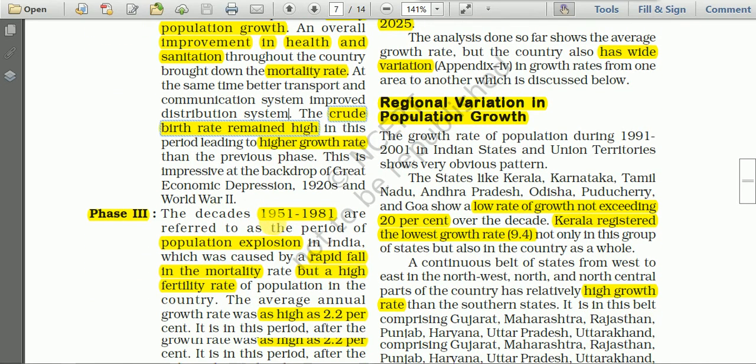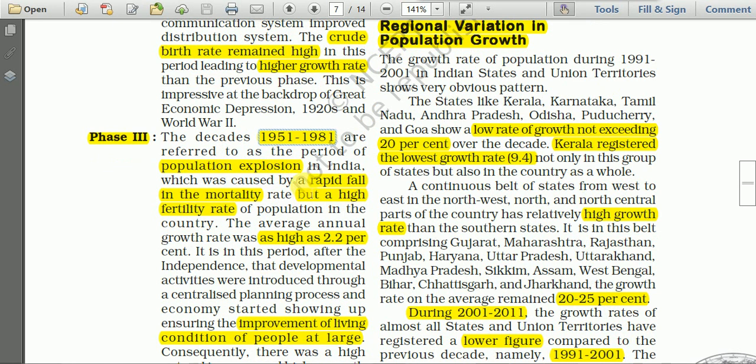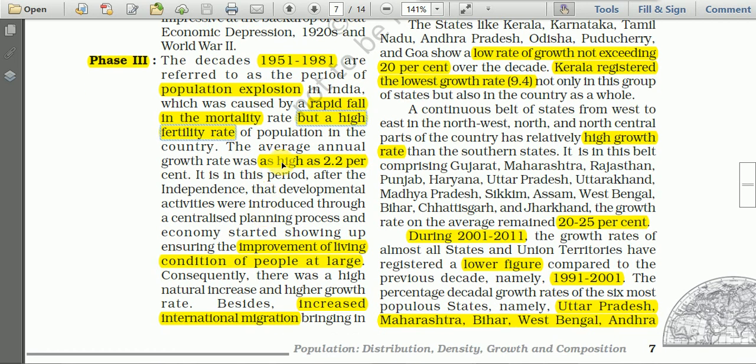And next we have phase 3. The decades 1951 to 1981 are referred to as the period of population explosion in India, which was caused by a rapid fall in mortality but high fertility of the population in the country. It was caused by a rapid fall in the death rate but a high birth rate. The average annual growth rate was as high as 2.2%.